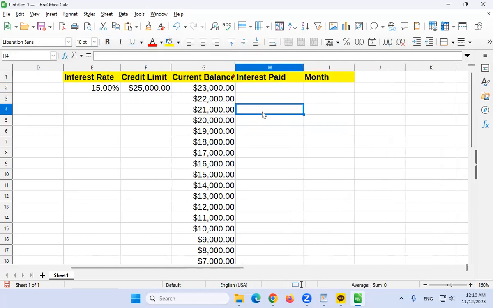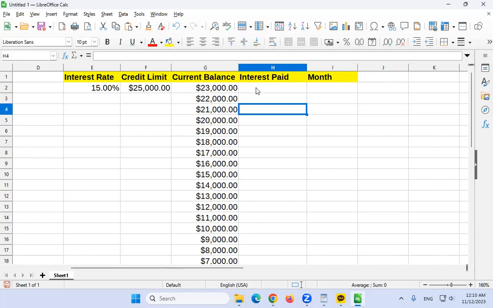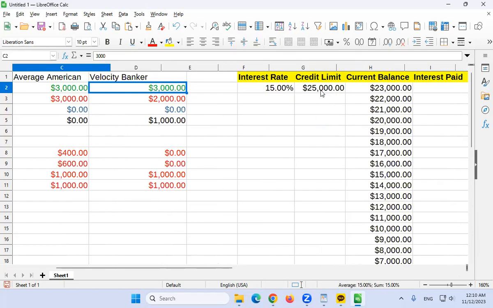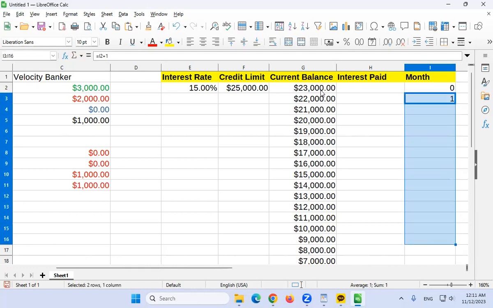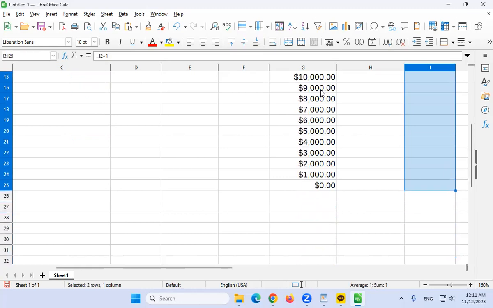Okay. All right, so now we'll say that the month that we start this strategy will be month 0. And then let's go ahead and calculate. So I2 plus 1. And then we're going to copy and paste.